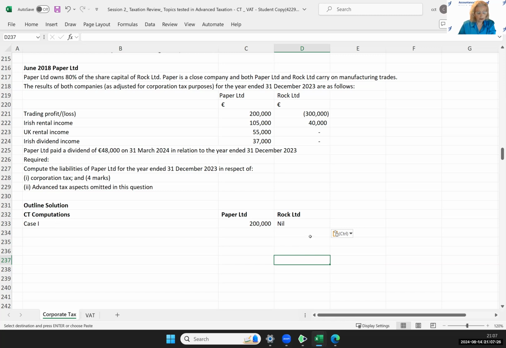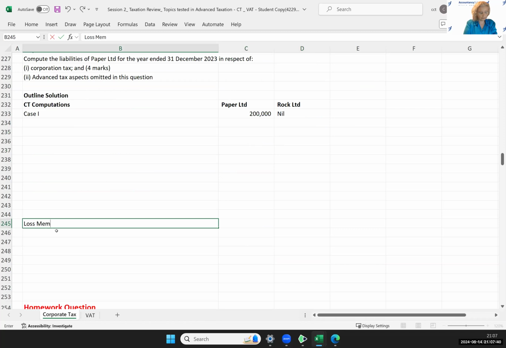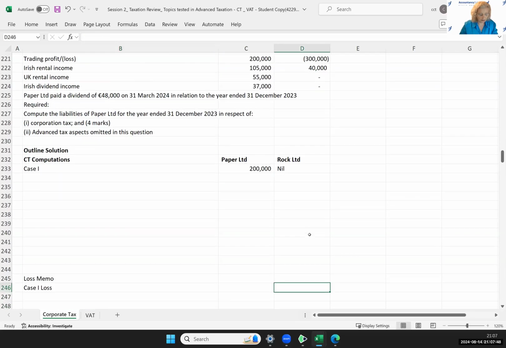So case 1, just taken directly from the question, is 200,000, and for Rock Limited is nil because they have a loss. So I need to open up a loss memo. And what sort of a loss is it? It's a case 1 loss. The amount of the loss is 300,000.